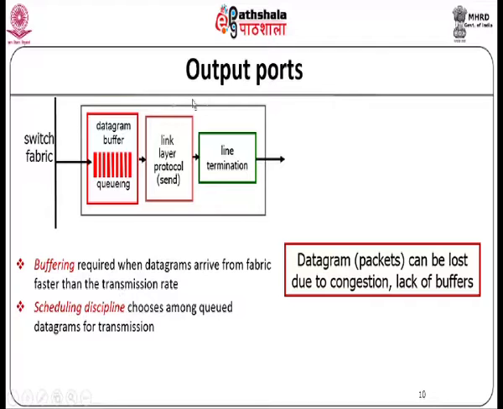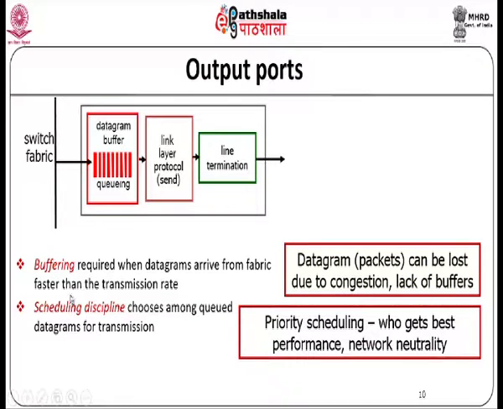Now, at this layer what we also need to remember is that since datagrams are queued and buffered, it is possible that they could be lost due to congestion. So, what is congestion? When you have more packets coming in than what can be handled in the queues over here, you will have to end up dropping packets. Because of the lack of buffers, packets could end up being dropped and therefore lost.